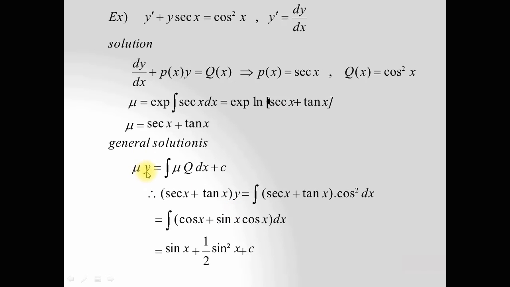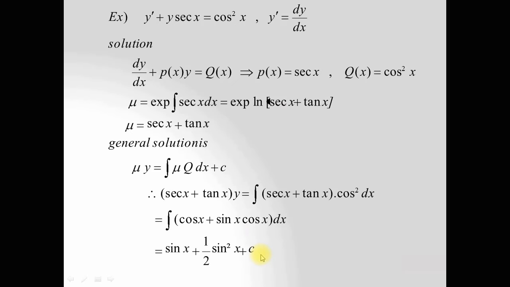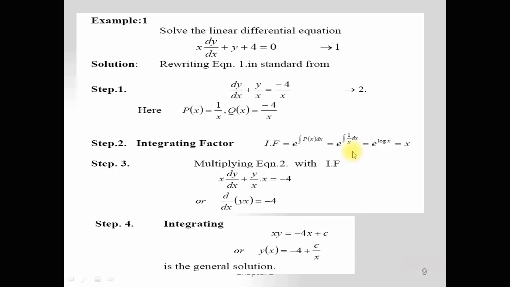The integral factor dot y, integral factor is x, so integral factor dot y is equal to integration of integral factor dot q. This is the q function, so x and x cancel, and the integration of 4 is equal to 4x. Integration of minus 4 is equal to minus 4x.